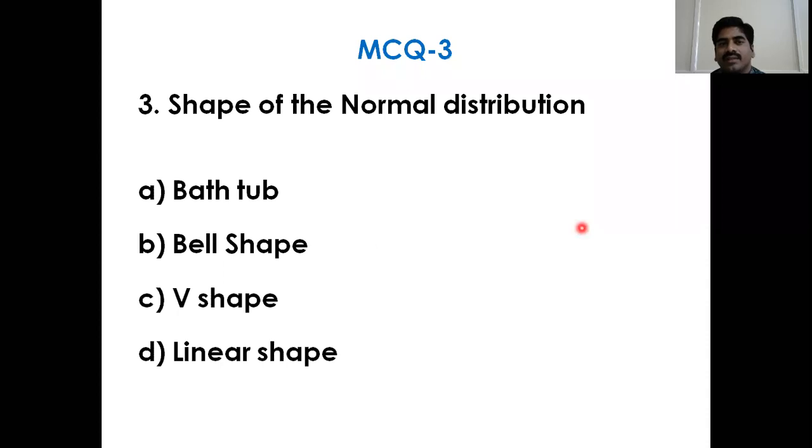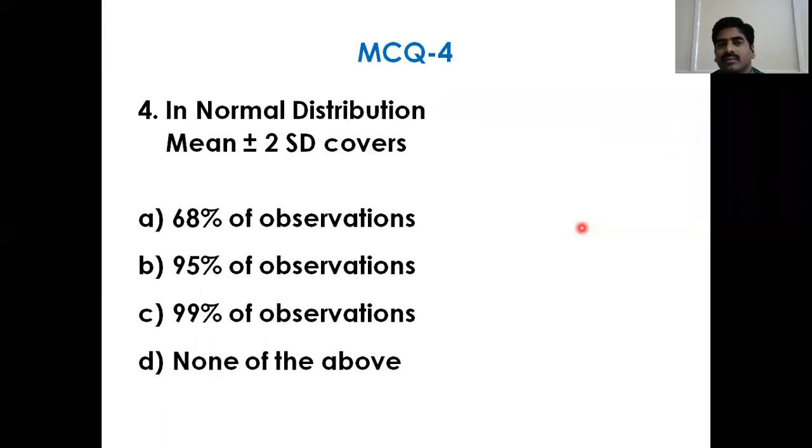Next, question 3. Shape of the normal distribution: bathtub, bell shape, V shape, linear shape. Next, question 4. In normal distribution, mean plus or minus 2SD covers: Option A, 68% of the observations. Option B, 95% of observations. Option C, 99% of observations, and option D, none of the above.